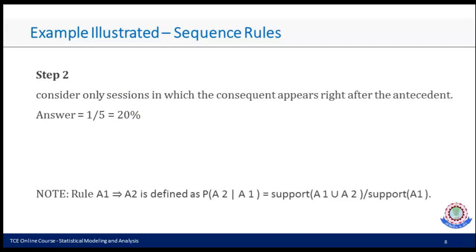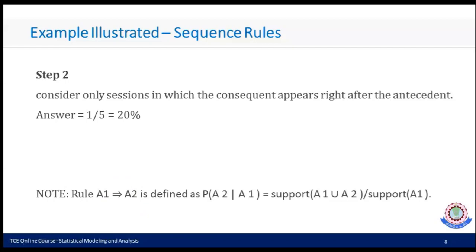We must remember that the confidence of a rule from A1 to A2 is defined as the probability of A2 given A1, which is equal to the support value of A1 union A2 divided by the support of A1. So the probability of A2 given A1 must be considered while evaluating the sequence for any set of items, that may be of type P to Q or Q to R or P to R and so on.